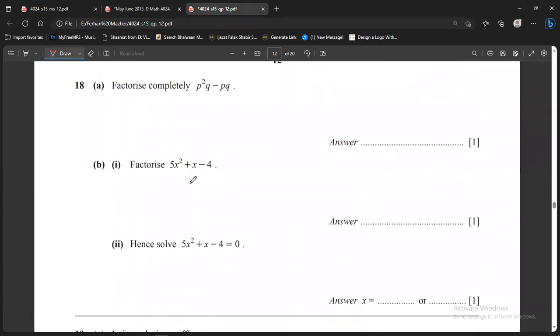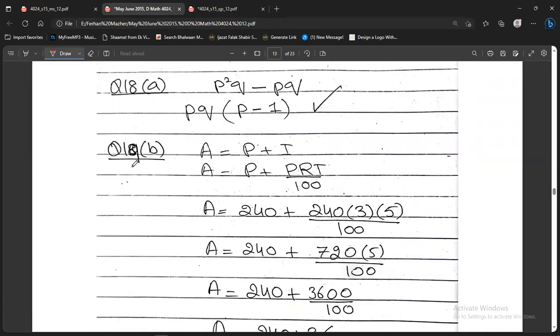Then question number 18B, first part. It says factorize 5x squared plus x minus 4. So we will multiply the extreme terms. It will give you 20. So I will write the factors of the 20.